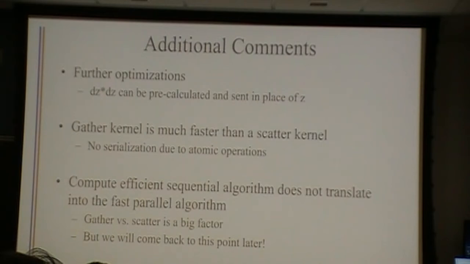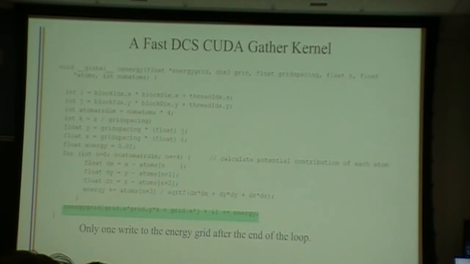Because we did this gather instead of scatter, we don't get the compute efficiency of the sequential algorithm in the fast parallel algorithm. I guess we're going to talk about this a little bit more later in the course. But I think this is just another one of those cases where the reason we're jumping through all these hoops is because when we tried to do it in parallel with the scatter approach, we discovered we had to do atomic operations. And atomic operations are slow because of our architecture.